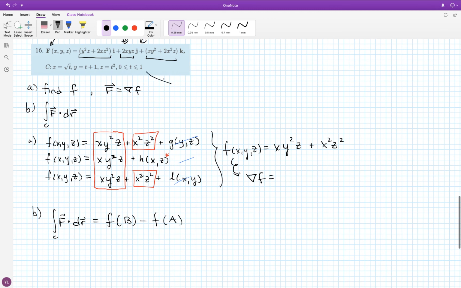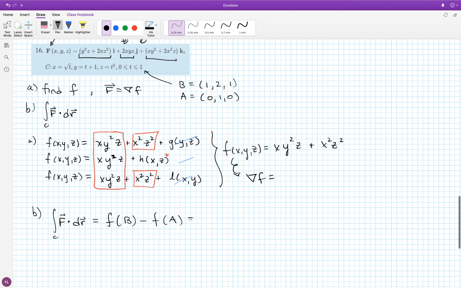So let's come back here to the curve. It's parameterized for us from time equals 0 to time equals 1. The ending point is this parameterization evaluated at time equals 1. So that's 1, 2, 1. And then the a is the beginning point. That is 0, 1, 0.